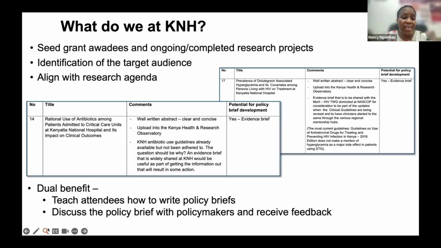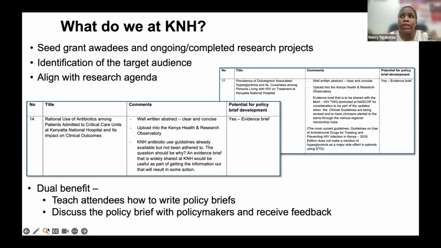And they give feedback of where the gap is. Like the antibiotic use guidelines is available, it's not being adhered to. And the question, and they say that, yes, this is something we would need an evidence brief for. I know I've put the ones for yes, but there are others they say, no, this is not something we'd be interested in, but then they tell us, okay, redirect this to this organization or redirect this there. So we try to identify the target audience and align with the research agenda.